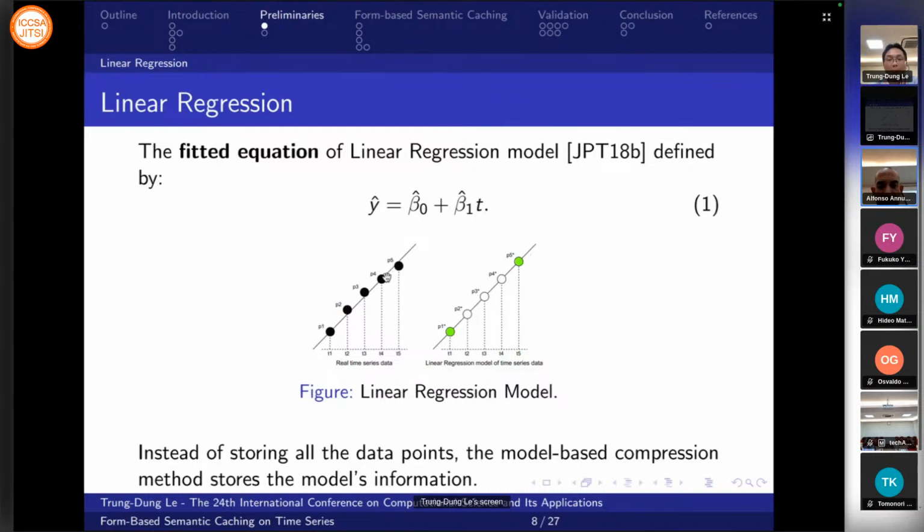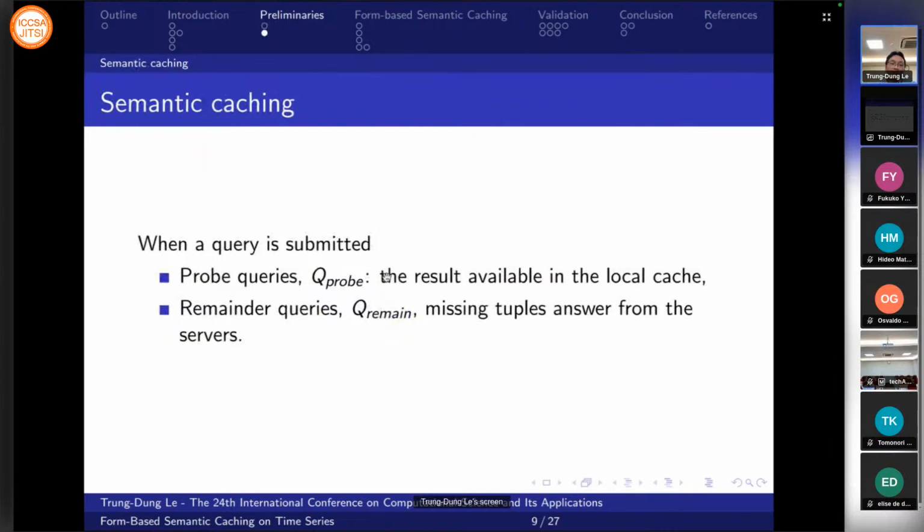time series. Another technique we use is semantic caching. When a query is submitted to the system, we can divide our query into a probe query and a remainder query. The result of the probe query we take from the results available in the local cache, and the remainder query we will take from the distant server. The server will answer the remainder query.